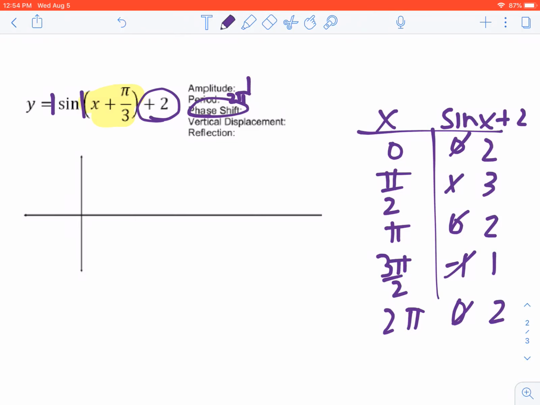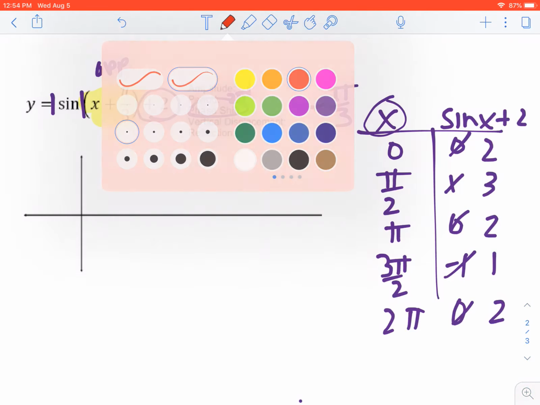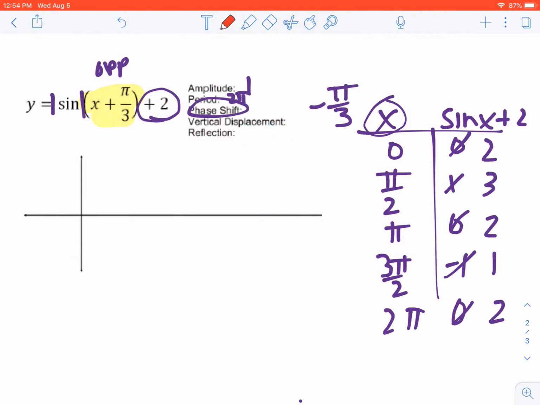And anything that happens to an x value always goes in an opposite fashion. So anything on the inside is always opposite. So if I have a pi over 3 and I'm adding it, what you're actually going to do is subtract a pi over 3 from each of these x values. You are expected to be able to do this without a calculator, so this is going to be some common denominator work. That is the hardest part. After this, you plot and you're done.